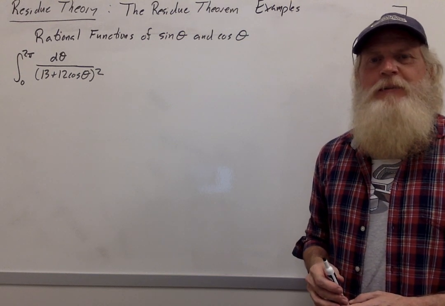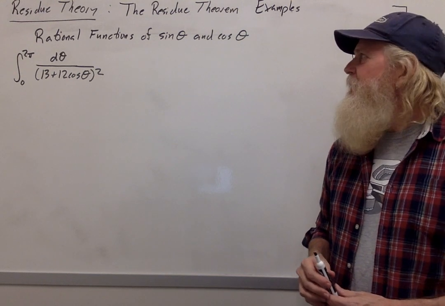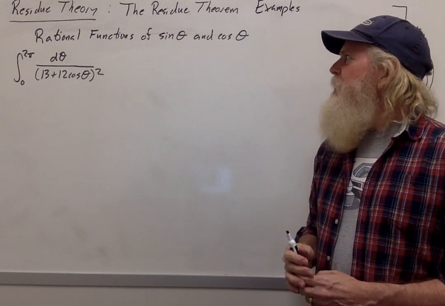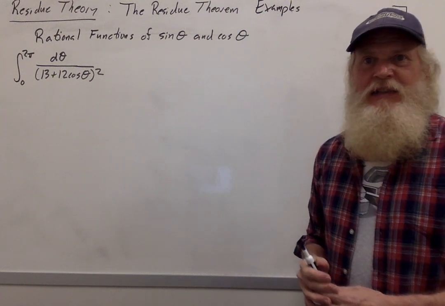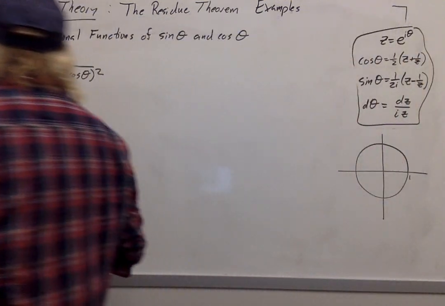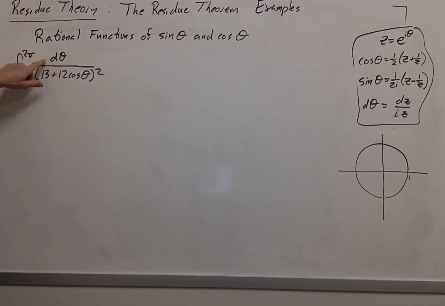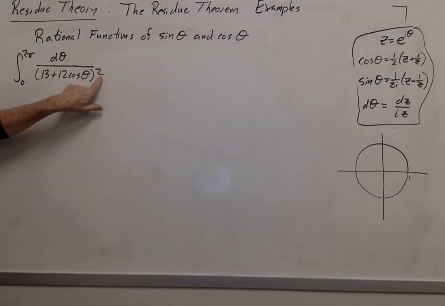Let's do one more example of using residue theory to find the integral of a rational function of sines and cosines. This problem is very similar to the one in the previous video. I have dθ over (13 + 12 cos θ). This time though I'm squaring the denominator, so that my pole will have order 2 rather than order 1.